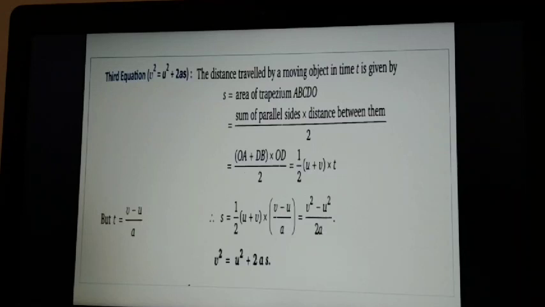Is it clear? Okay. So that is our third equation of motion. V square is equal to U square plus 2AS. That is our third equation of motion. So you see, the first equation we derived as the slope of the velocity time graph. The second equation we derived as the area under the velocity time graph. But we considered that area as the sum of a rectangular area and a triangular area. Then you got S equal to UT plus half AT square.